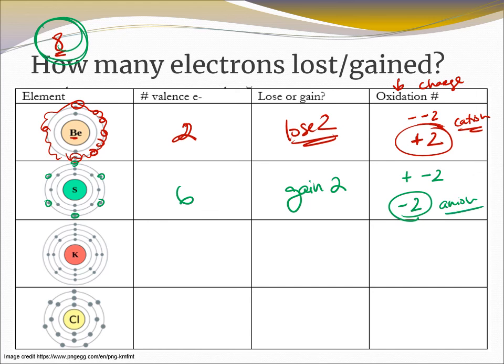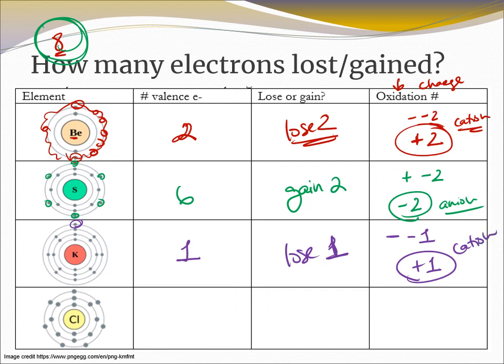Let's look at potassium. Potassium has this one lonely valence electron. Easier to lose 1 or find 7 more to get to 8? We're definitely going to lose that 1. Ooh, that's a weird one. When I take away that thing that has a negative 1 charge, minus minus makes a plus. And so this potassium ion is going to have a charge of plus 1. It will be a cation.